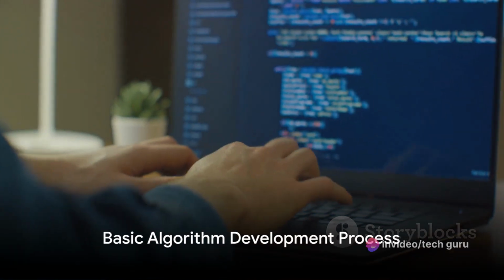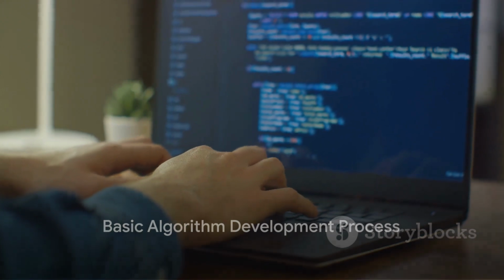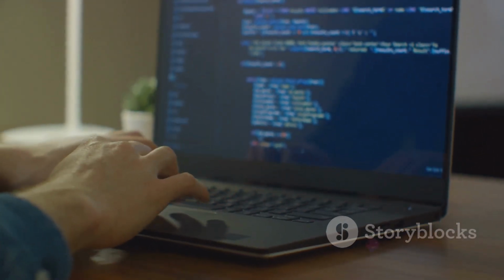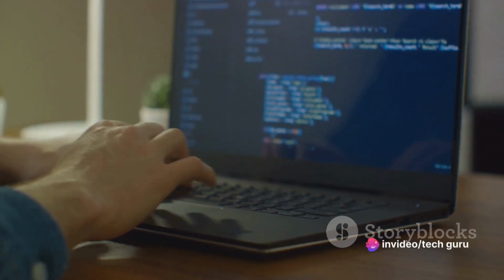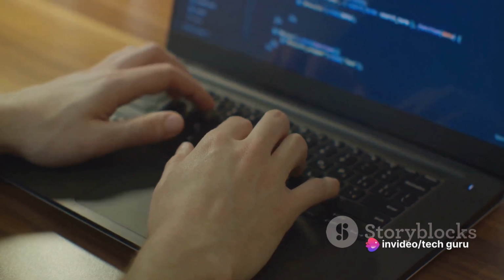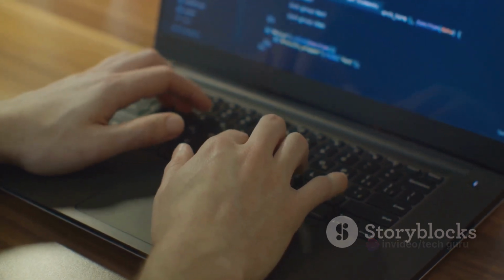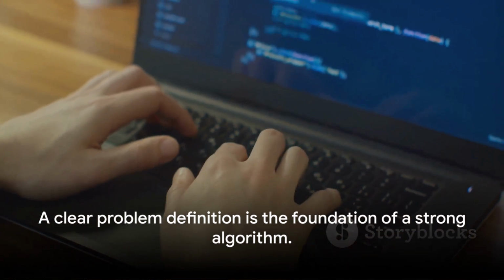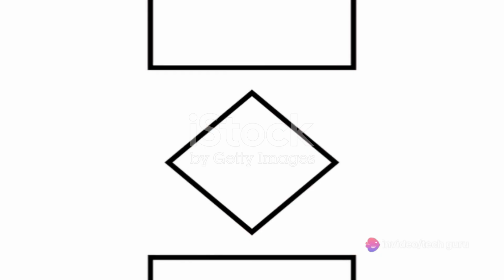Now, let's walk through the basic process of developing an algorithm. First off, we begin with the problem definition. It's crucial to understand the problem you're trying to solve thoroughly. Look at it from all angles, break it down into smaller parts if needed, and understand the inputs and expected outputs. Remember, a clear problem definition is the foundation of a strong algorithm.